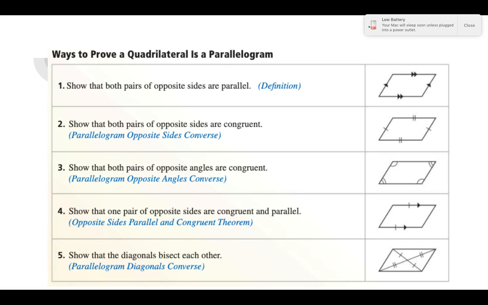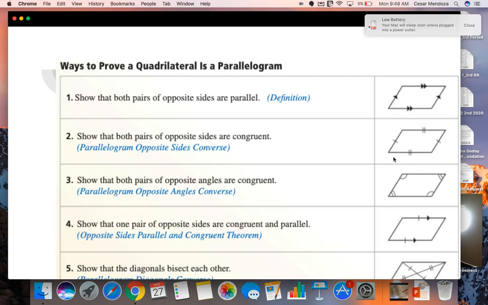And again, I'm using these rules here and the notes that were assigned to you to prove that these figures, these quadrilaterals, are parallelograms.